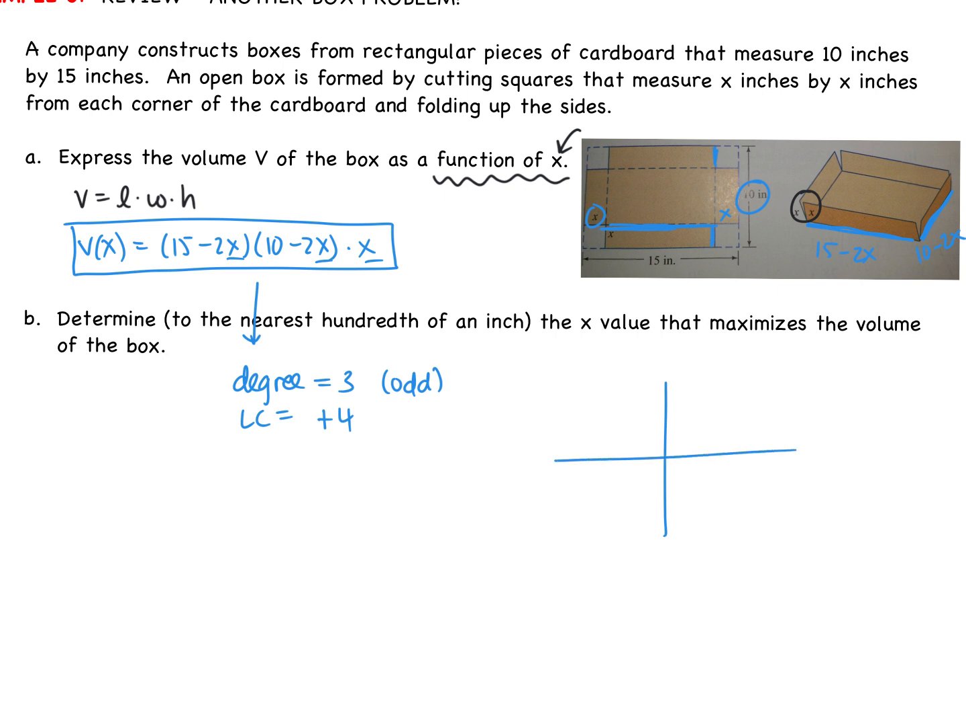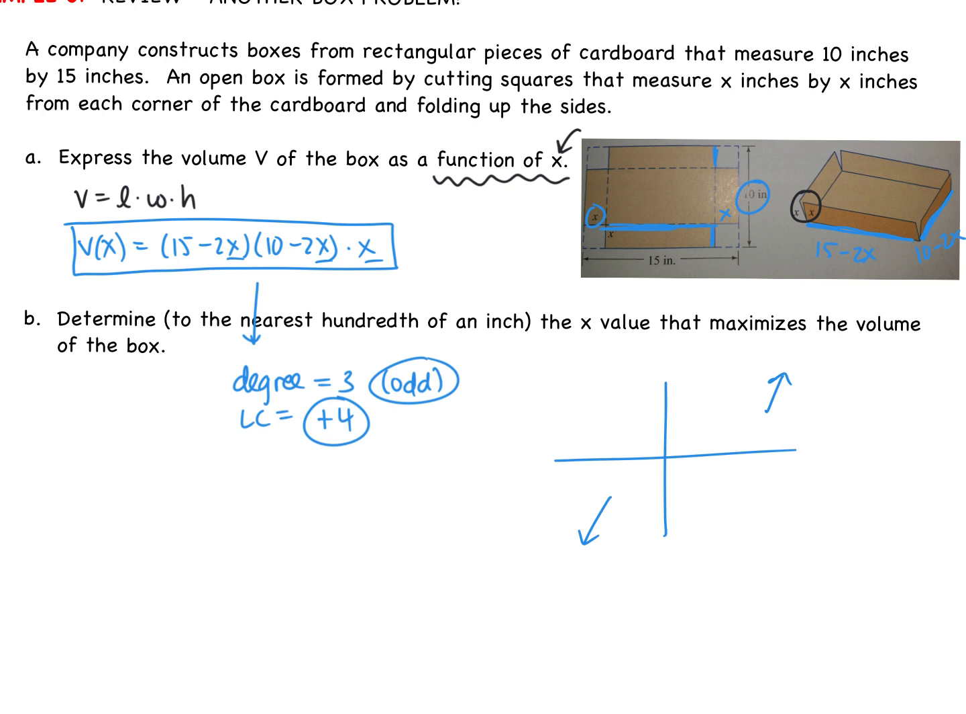Okay, so what we know then is that because our lead coefficient is positive and our degree is odd, we're going to start in the opposite direction. Some things happen here, but we don't really know what that is without looking at a graph. Do we have, on this graph, an absolute maximum? Is there an absolute maximum or an absolute highest point on the graph? No, because the graph goes up forever.